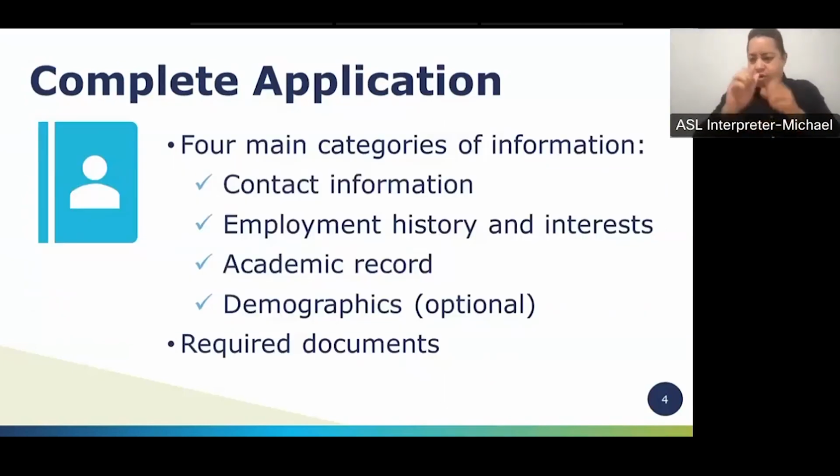But back to the actual application. There are 4 main categories of information we collect in the application: contact information, employment history and interests, your academic record, and demographics. Please note that sharing demographic information is optional. In addition, you will need to upload a resume and transcript as required documents. Keep watching to hear more detail about these application areas.